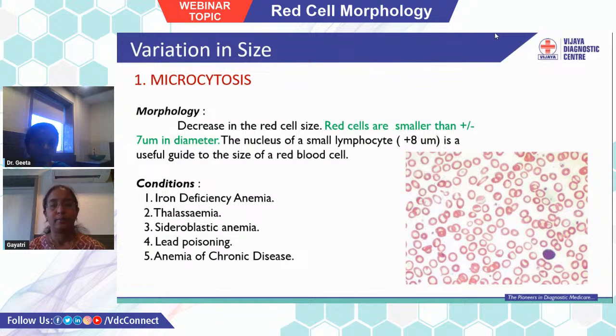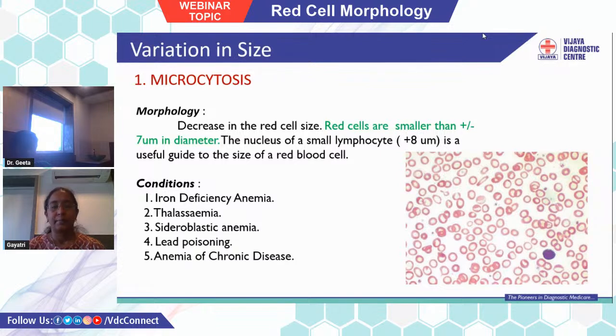Coming to the abnormalities, the first is variation in the size. In this, we cover variation in the hemoglobin content and variation in the shape. First variation in size is microcytosis. Normally, the RBC is 7.2 to 8 micrometers in diameter. If the cell is less than 7 microns in diameter, we call it a microcyte or microcytosis.